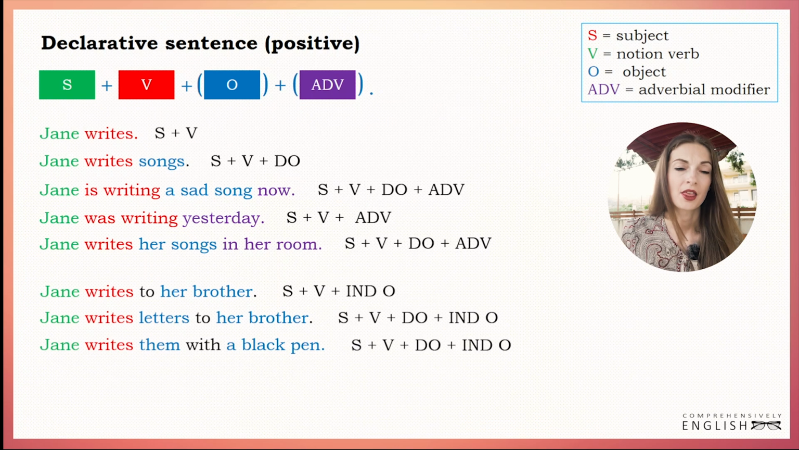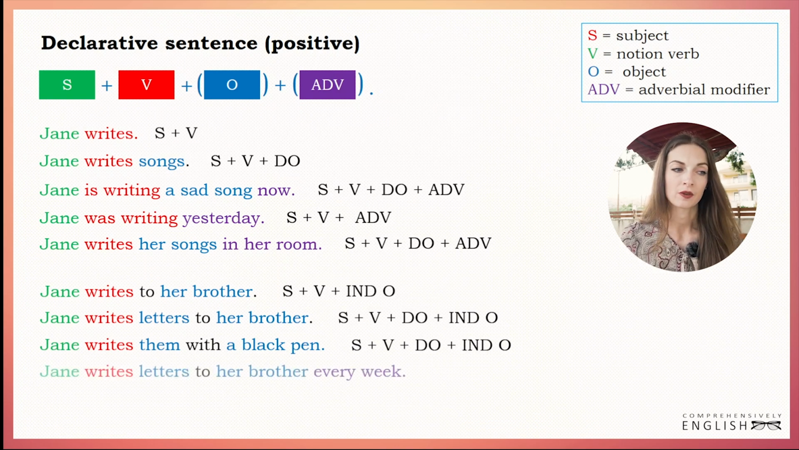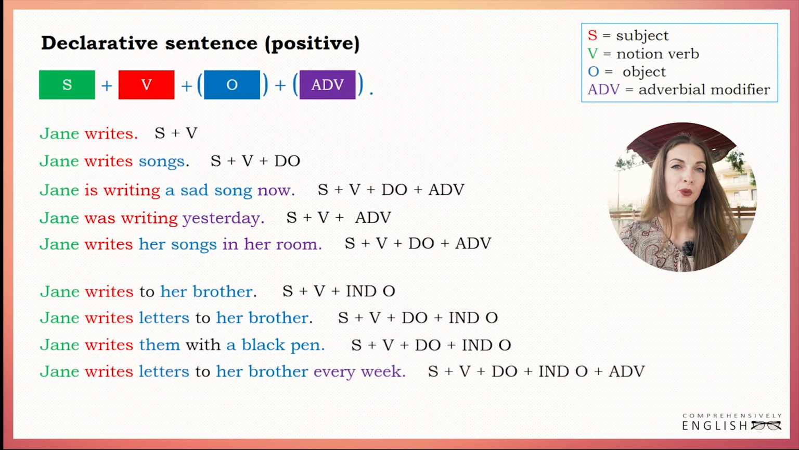Writes is the verb, them is the direct object, and with a black pen is an indirect object. Again, it is introduced with the help of the preposition, so it's an indirect object. Jane writes letters to her brother every week. Jane is the subject, writes is the verb. Again, both a direct and an indirect object are here, but we also have an adverbial modifier at the end of the sentence: every week.